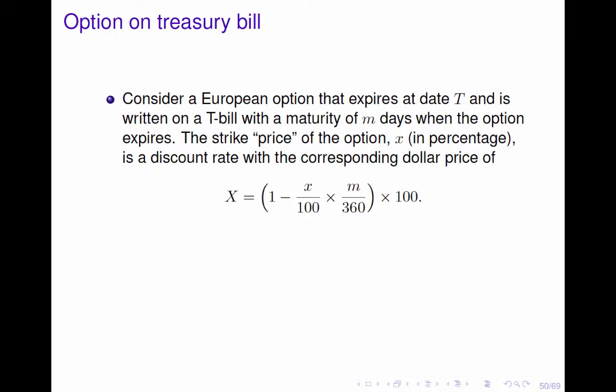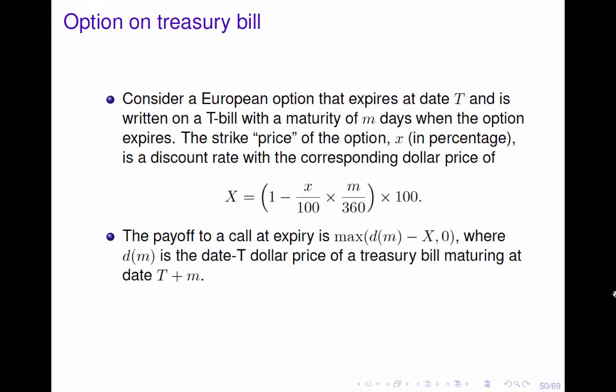First, let's consider options on Treasury bill. More precisely, consider a European option that expires at date T and is written on a T-bill with a maturity of M days when the option expires. The strike price of the option, denoted by small x, is a discount rate given in percentage, and the corresponding dollar price of which, denoted by capital X, can be calculated as follows. Note that the discount rate of a Treasury bill is an annualized rate following the actual over 360 convention.